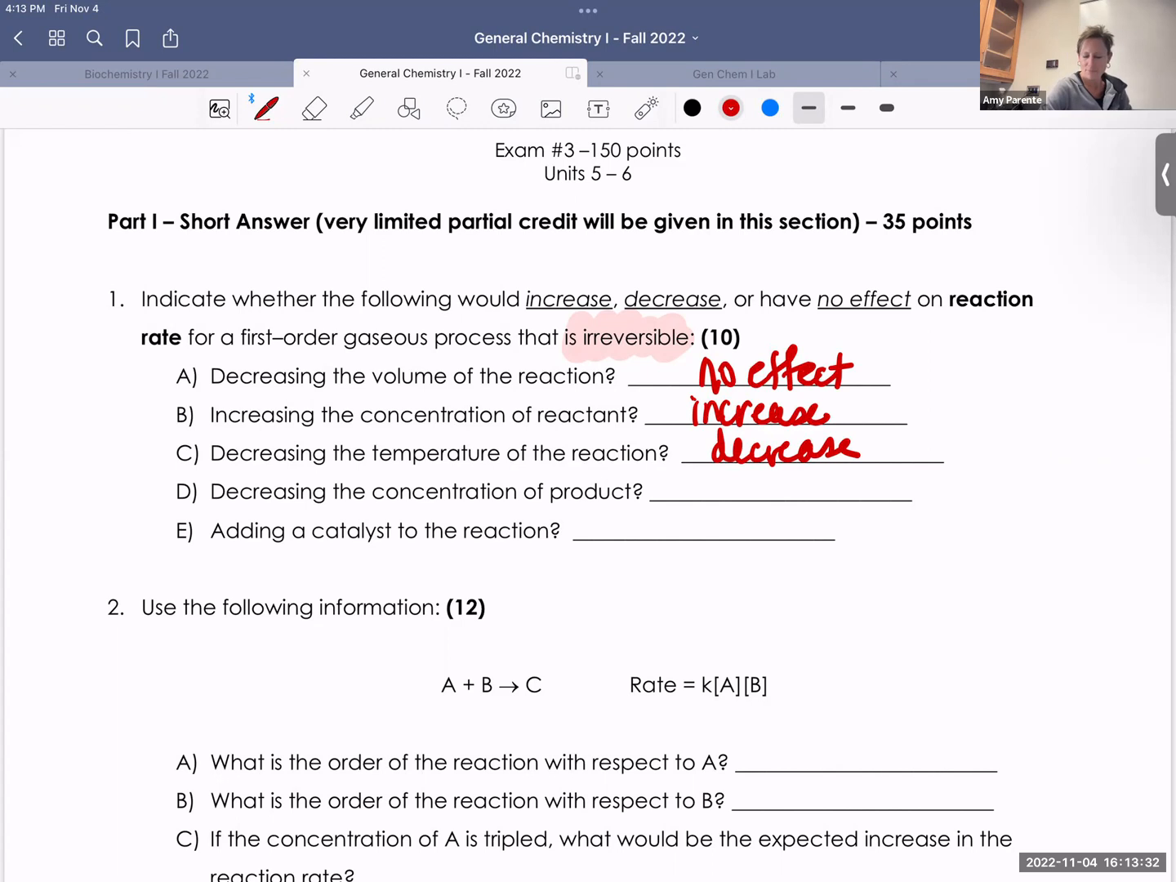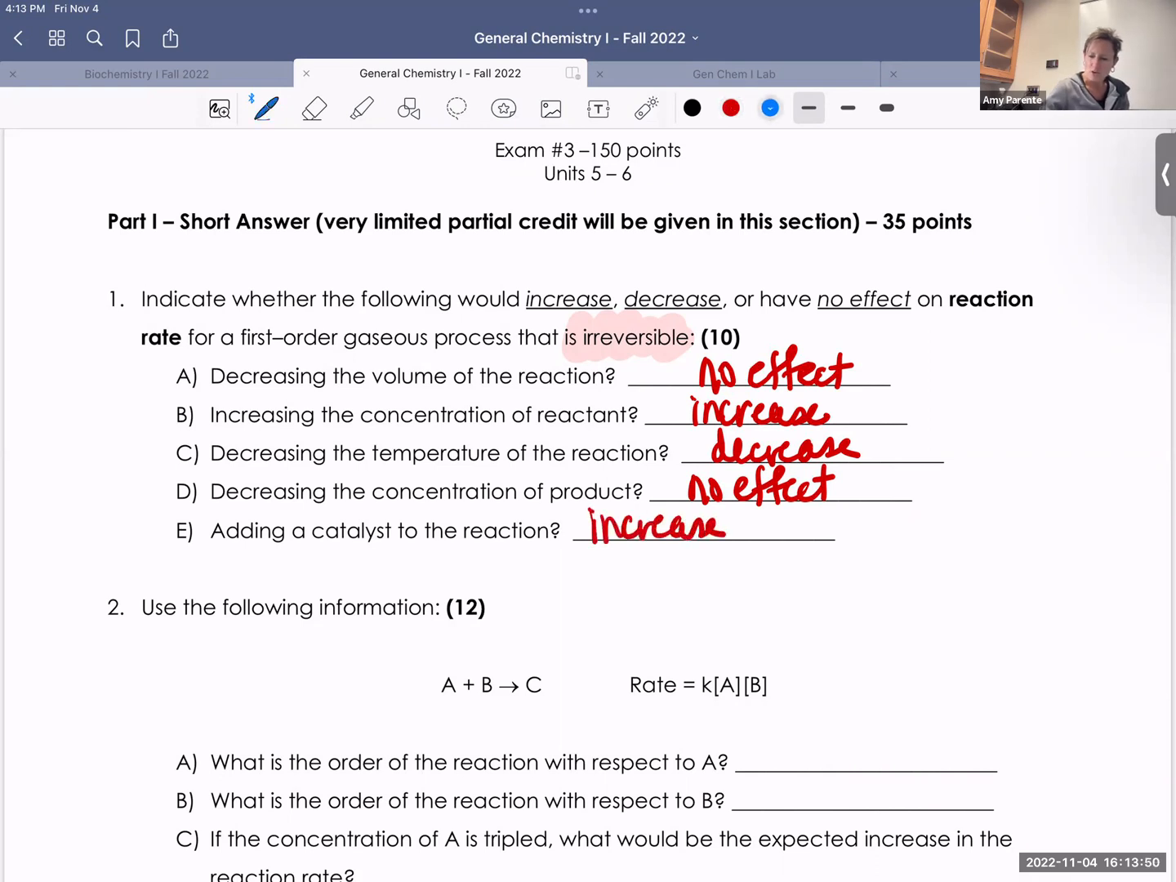When you decrease the concentration of product, remember there's no effect of products on reaction rate. That's only reactants. And then catalysts are things that increase it.